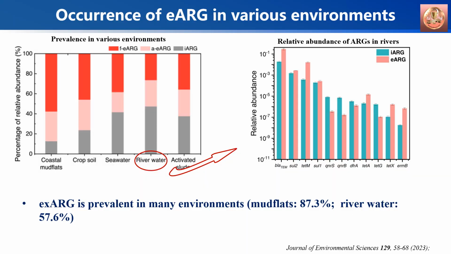Next, we use this method to explore the fate of ERGs in various environments. First, we extract ERGs in coastal crop soil, seawater, river water, and activated sludge, and we found that the free form of ERGs and the adsorbed form of ERGs both are present with a very high prevalence in the environment.